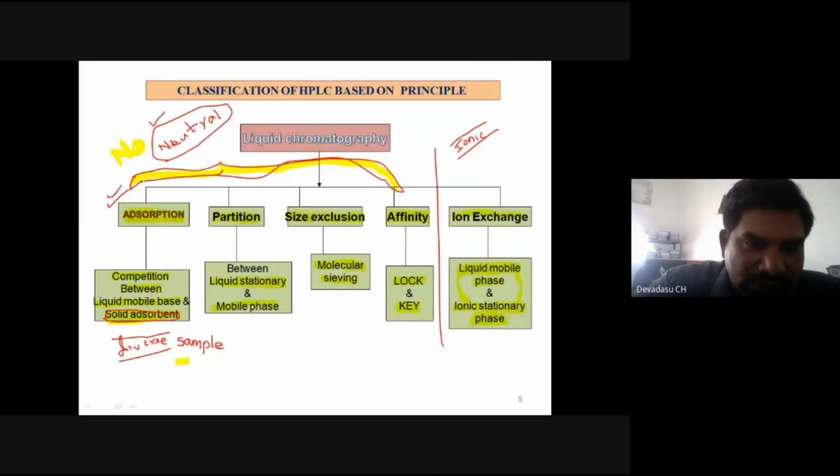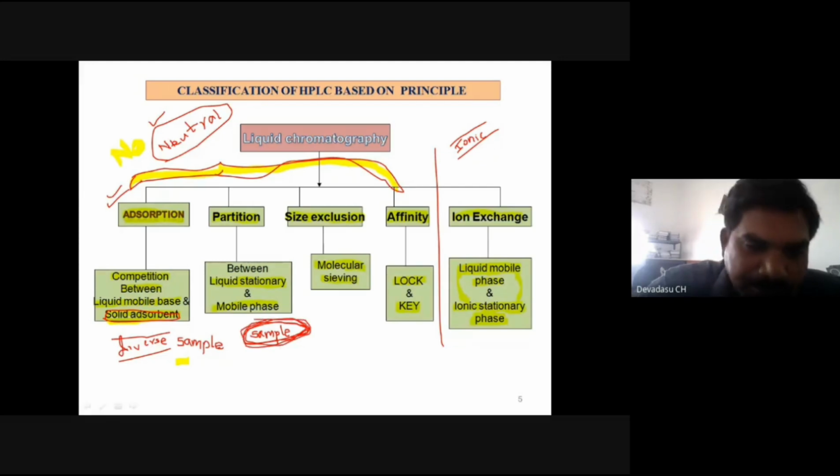Their chemistry or their physicochemical properties are nearly the same. It is obvious that no two compounds have exactly the same physicochemical properties. That is why I am mentioning that their chemistry or their physicochemical properties are nearly the same.